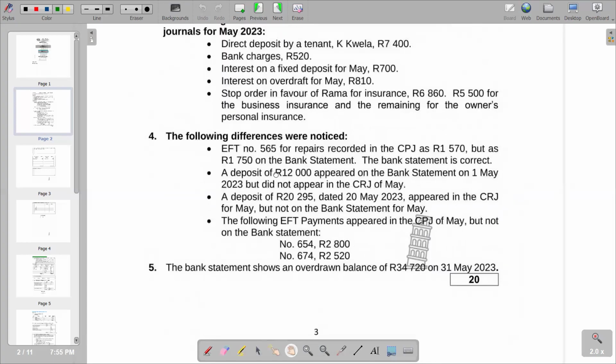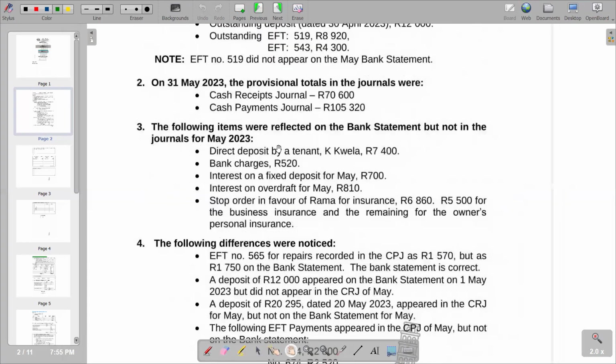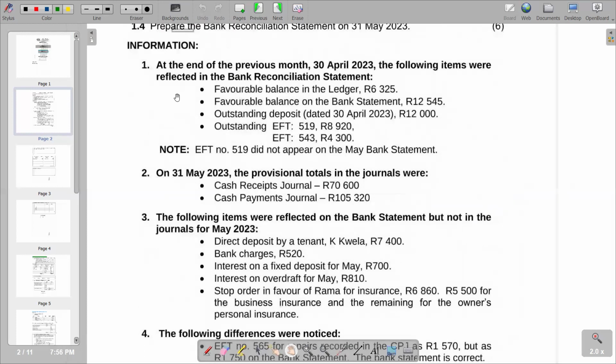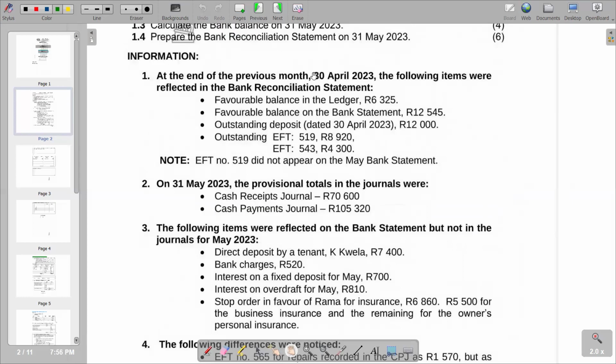So going there, remember we are trying to update our CRJ and CPJ. So I'll try to find out where we can find the information that we can use to update them. The first information is saying at the end of the previous month, 30 April 2023, the following items were reflected in the bank reconciliation statement.